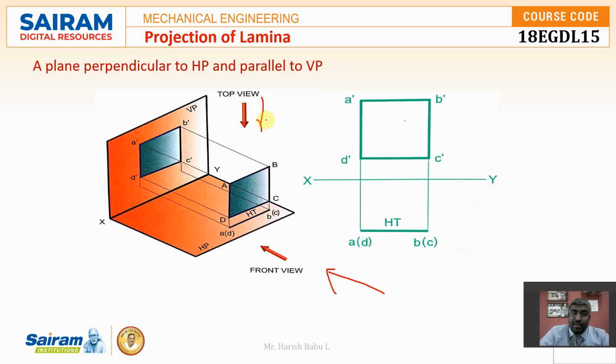But when I observe from the top, I can observe only one of the edges, that is AB, whereas CD will be invisible, it is behind. BC is also invisible and AD is also invisible.